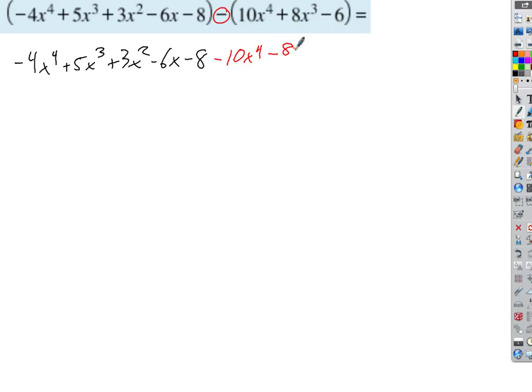Negative 8. Okay, well, what's that doing? It seems like it's just changing the signs, right? So the last one would be plus 6. Okay, so all I'm doing is just switching the signs, and now I just add them up, like what we did before.